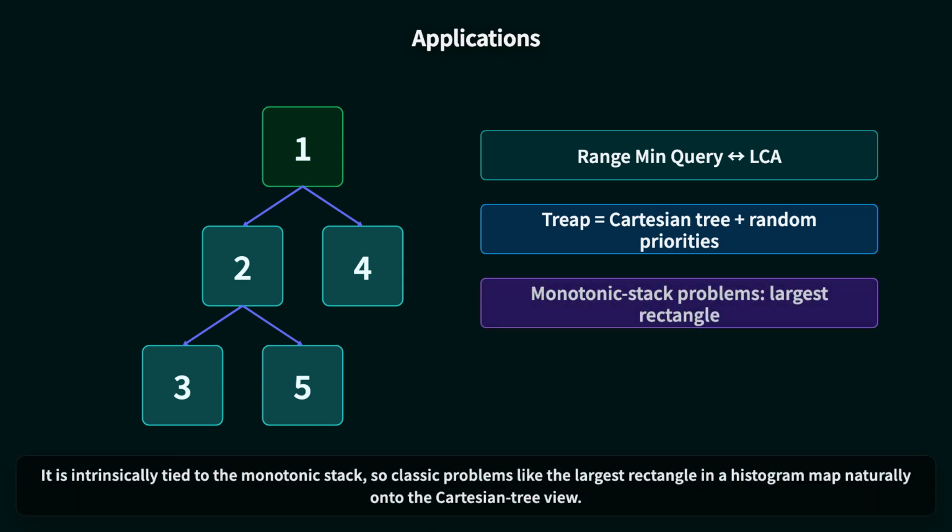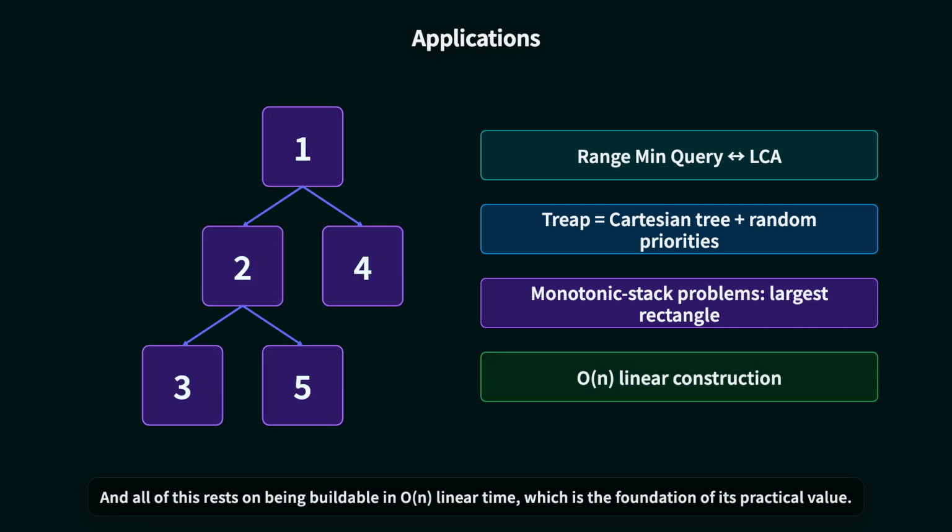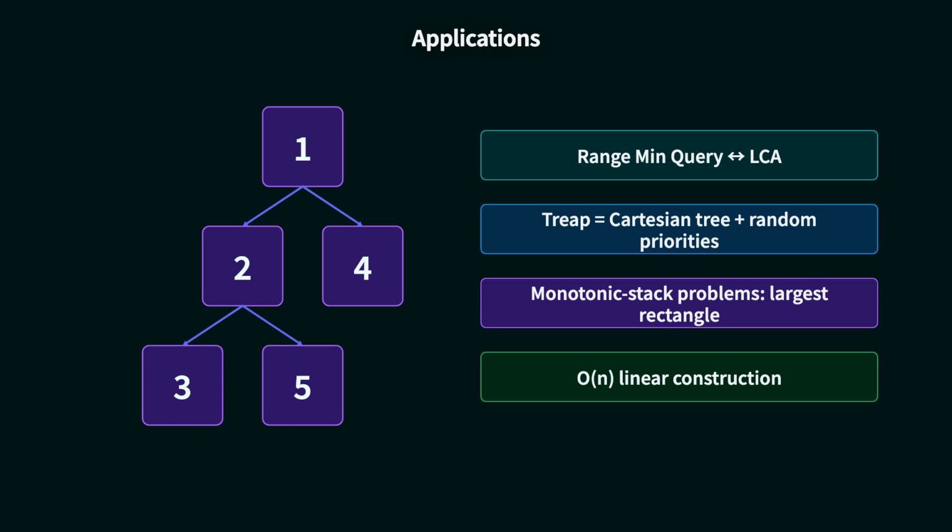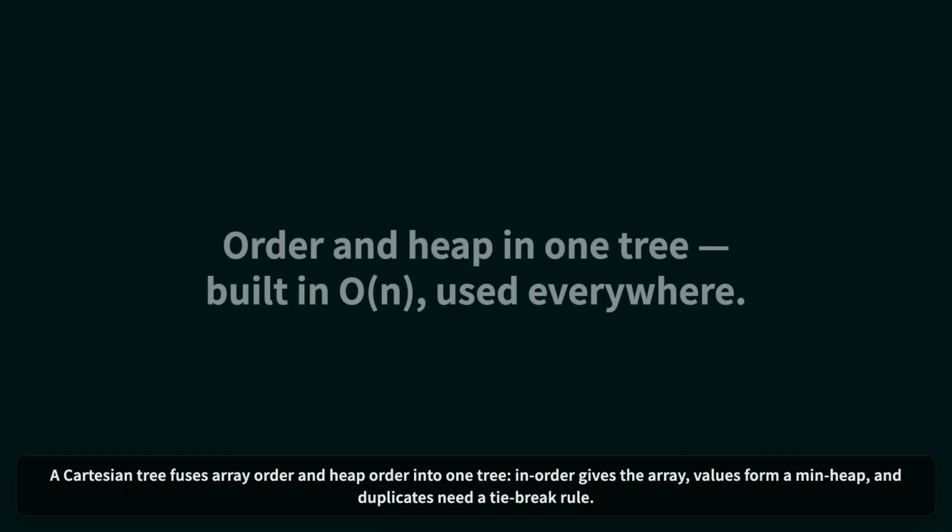It is intrinsically tied to the monotonic stack, so classic problems like the largest rectangle in a histogram map naturally onto the Cartesian tree view. And all of this rests on being buildable in O(n) linear time, which is the foundation of its practical value. A Cartesian tree fuses array order and heap order into one tree.